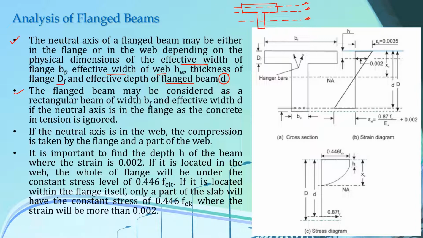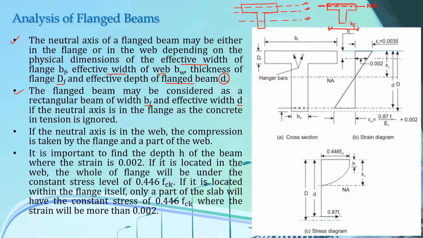The flanged beam may be considered as a rectangular beam of width BF and effective depth D if the neutral axis is in the flange, as the concrete in tension is ignored. That means, let me draw another diagram here. And let us say that now the width of this T beam is its effective width BF. Now if your neutral axis lies within this flange here, this is your neutral axis, then what this means is that the portion of your concrete above this neutral axis resists the compressive forces.